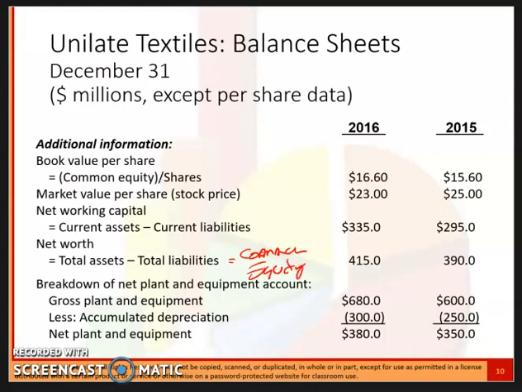This is just a reorganized version of the balance sheet equation, which was liabilities plus equity is equal to total assets.